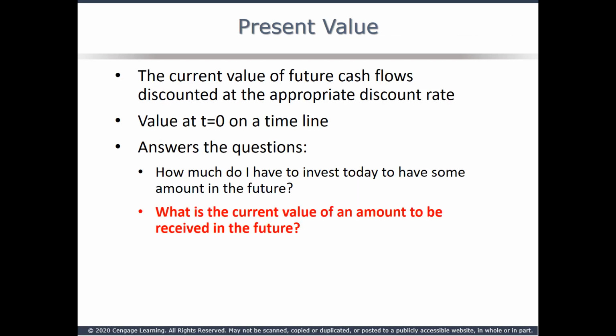Now let's turn to present value. If finding a future value is compounding, finding a present value is called discounting. Present value discounts future values to time 0, now. Finding a present value answers the question, how much do I have to invest today to have some specific amount in the future? What is the current value of an amount to be received in the future?